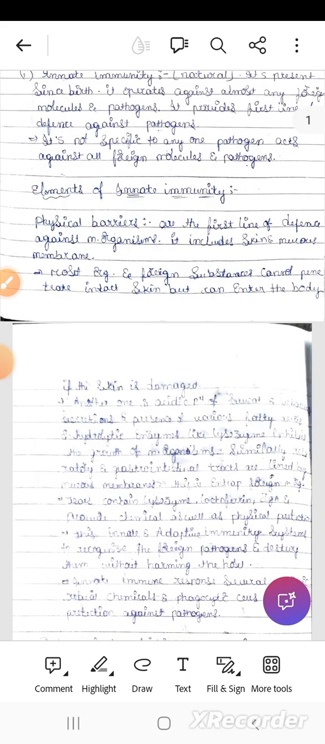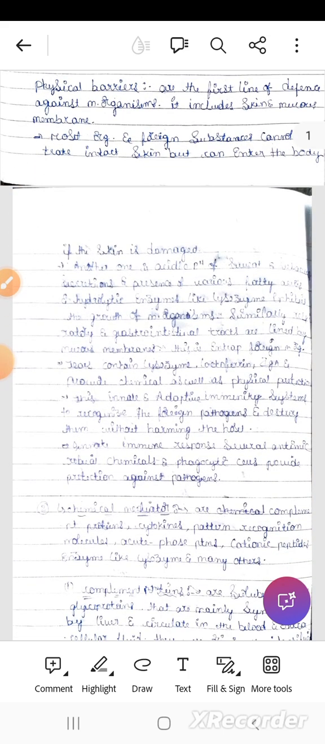Next is the elements of innate immunity. First is the physical barriers. Physical barriers are the first line of defense against microorganisms. They include skin and mucous membrane. Most organisms and foreign substances cannot penetrate intact skin, but can enter the body if the skin is damaged. The acidic pH of sweat and sebaceous secretions, and the presence of various fatty acids and hydrolytic enzymes like lysozyme, inhibit the growth of microorganisms.